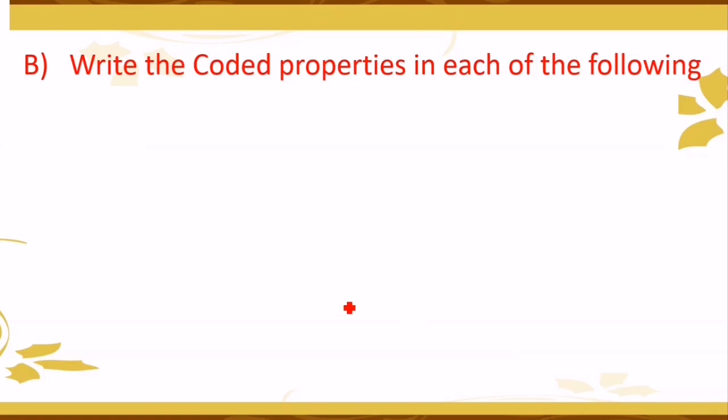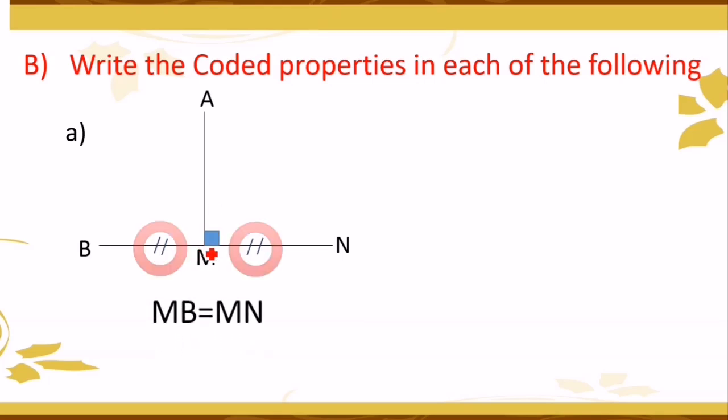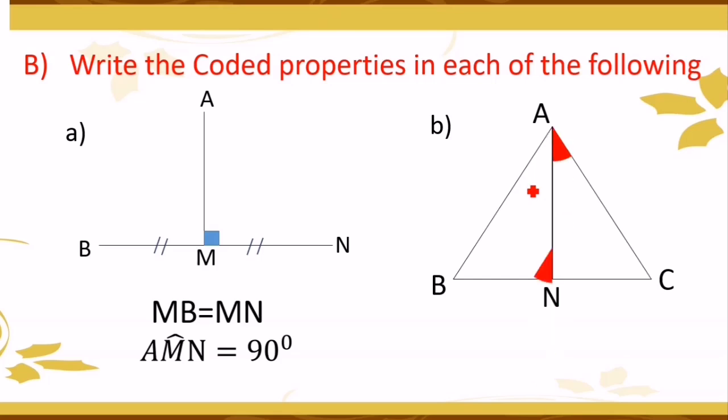That's good. Now, can you write the coded properties in each of the following figures? But before that, do you know what we mean by coded properties? Coded properties is the given shown in the figure. In figure A, we have MB equal to MN and angle AMN equal to 90 degrees. In figure B, we have angle BAN equal to angle NAC since the two marked angles have the same color or symbol.